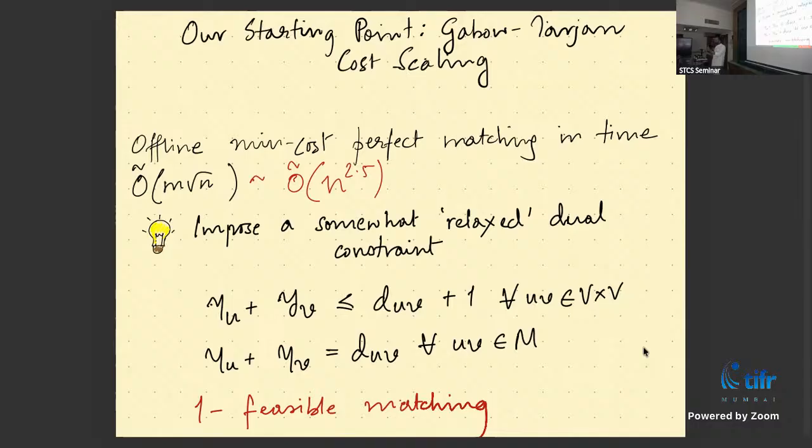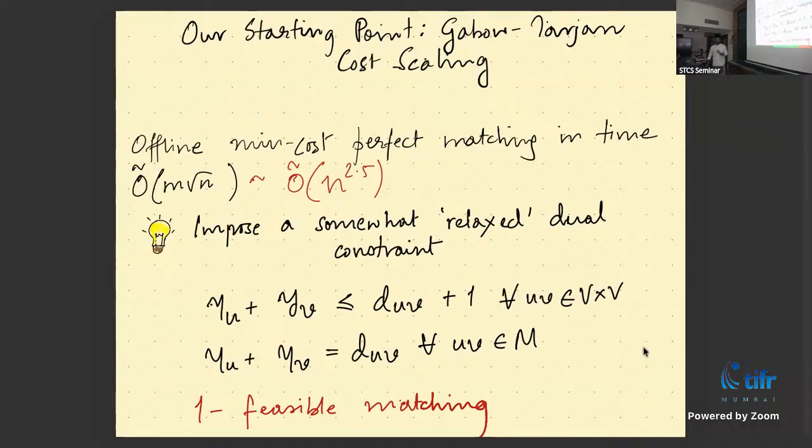It's not hard to show that we can scale the distances in a certain way to make sure that these properties are true. Now, what they say is that, hey, look, the Hungarian algorithm imposes a strict dual constraint. Let us relax the dual constraint a little bit. Let us say that I want my dual constraints to satisfy this, but with a +1.